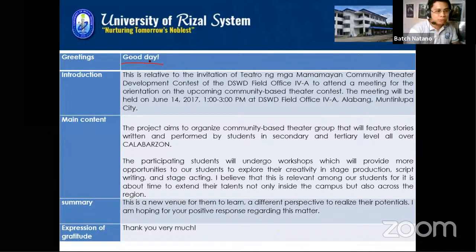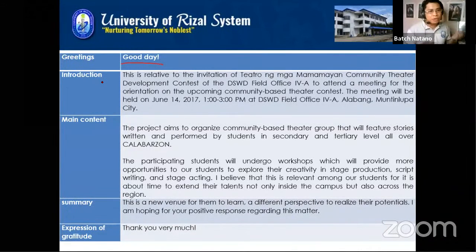Next part is the introduction. What is the introduction? Give us an idea of what the letter is all about. Let's say, this is relative to the invitation of the Teatro ng Mamamayan Community Theater Development Contest of the DSWD Field Office 4A to attend a meeting for the orientation on the upcoming community-based theater contest. The meeting will be held on June 14, 2017 at the DSWD Office, Alabang, Muntinlupa City. So in this introduction, I'm already giving the reader an idea of what the letter is all about.